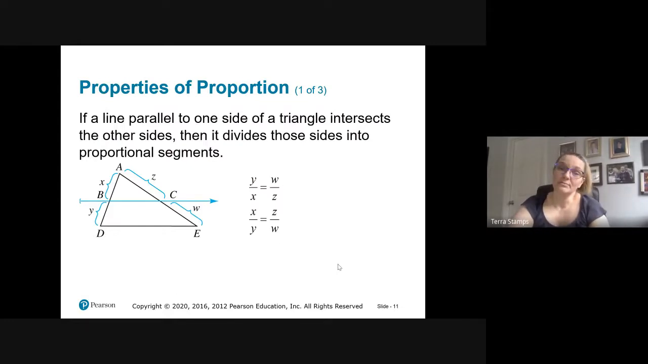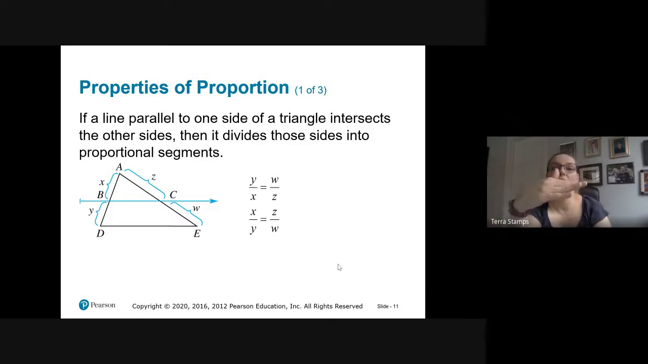All right, some properties of proportions. If a line parallel to one side of a triangle intersects the other sides, it divides those sides into proportional segments. So the segments that it separates them into are proportional.